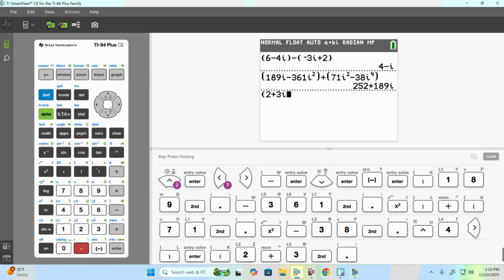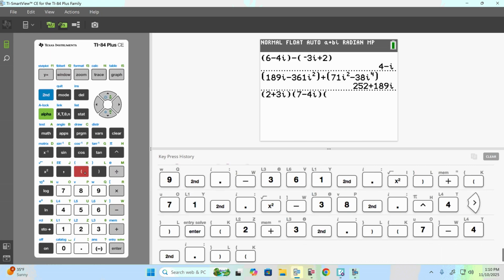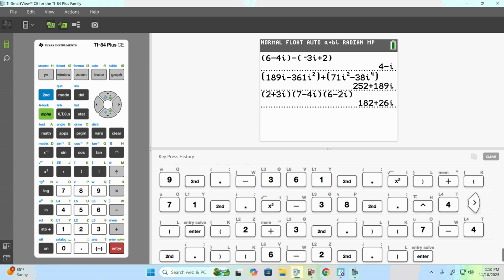Now, we can come over here and say 2 plus 3i, 7 minus 4i, 6 minus 2i. We get this here. We know how to do it. We know the process to do it. Now we're going to let the calculator do it. We're going to let our tools that we have do it for us.